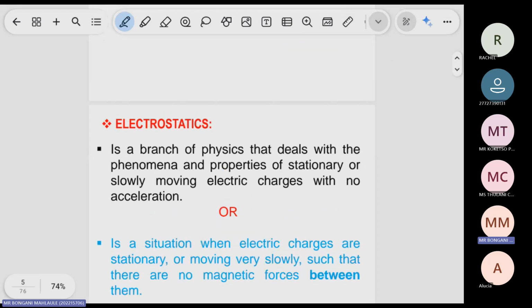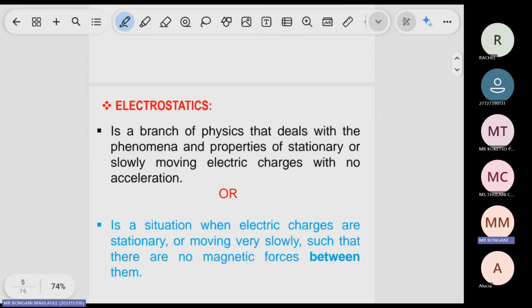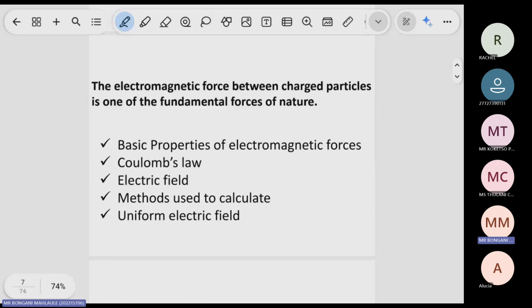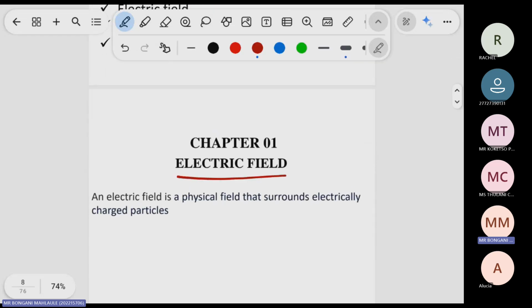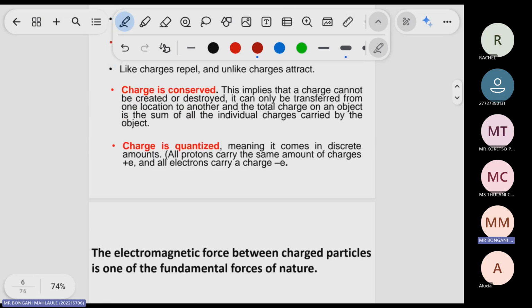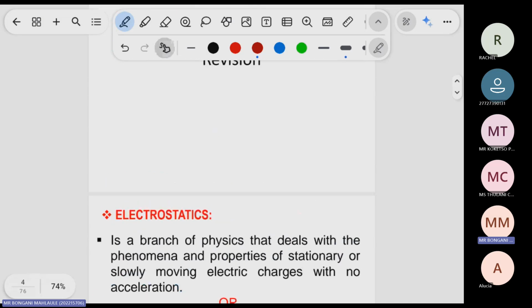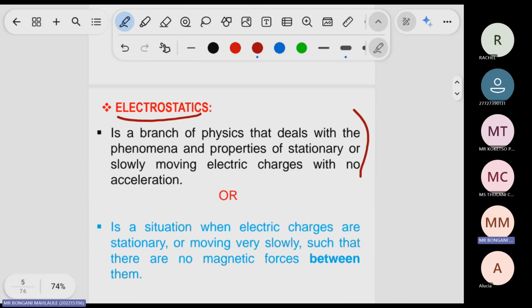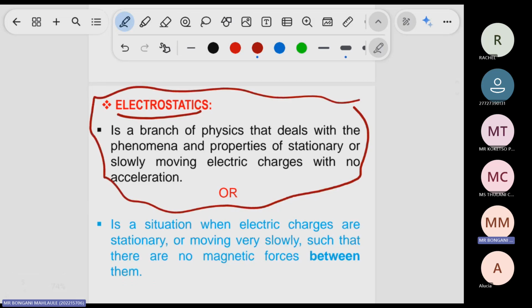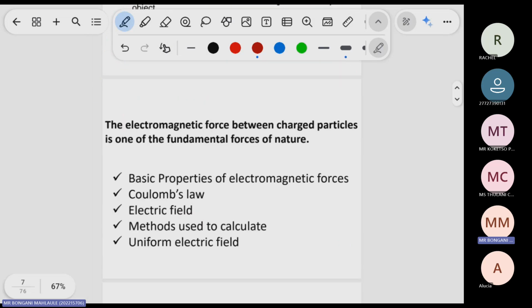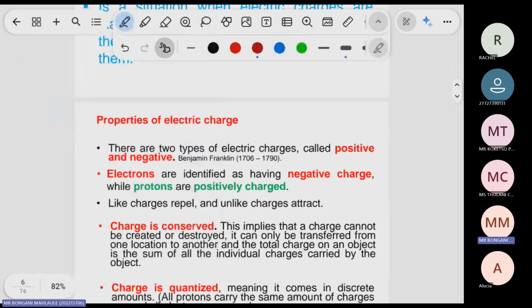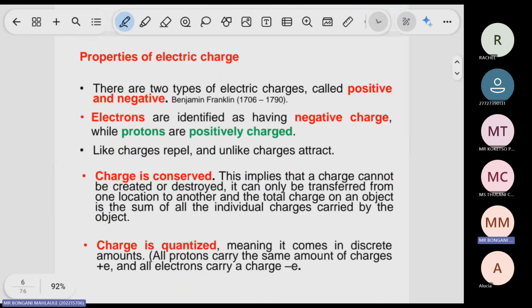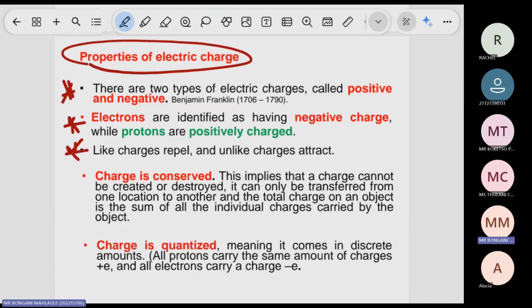Okay, so what I was saying is that you must know the definition of electrostatics and the definition of an electric field. And then this one is the definition for electrostatics. And then I said the most important part on this slide is for you to also know these properties of an electric charge. All of them. Understand how charges act.